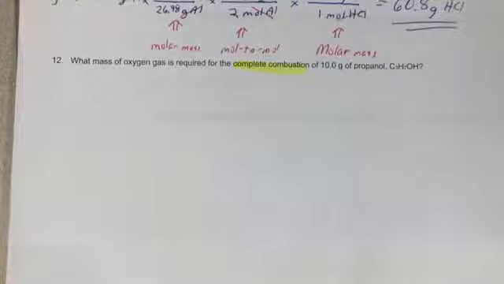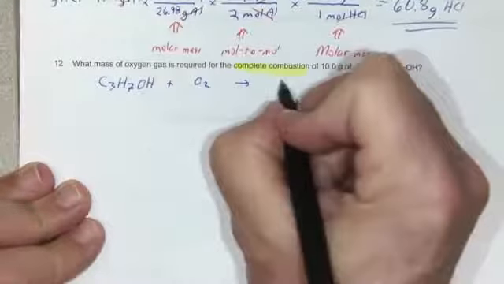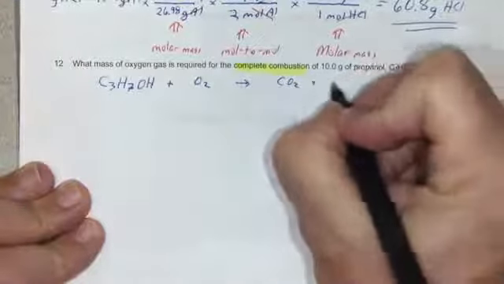Okay, so let's write that equation. I have propanol, C3H7OH. If it is a combustion reaction, it reacts with what? It reacts with O2 gas. And what are the products? Carbon dioxide and water.